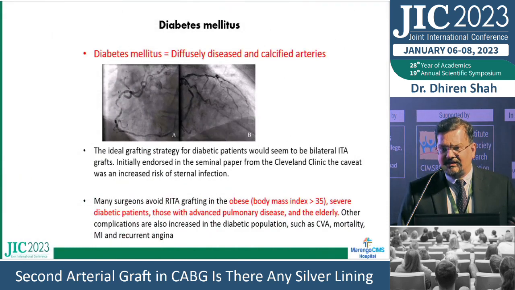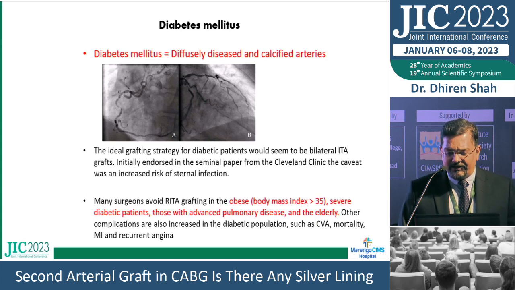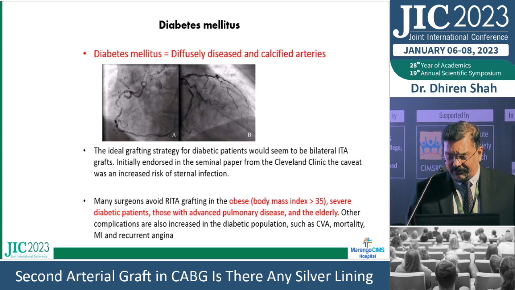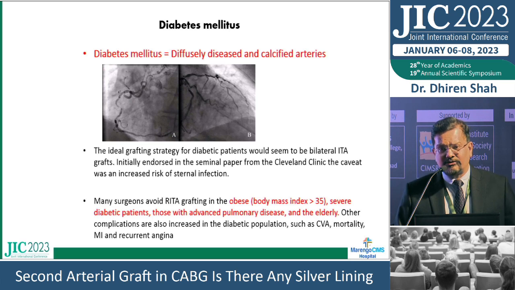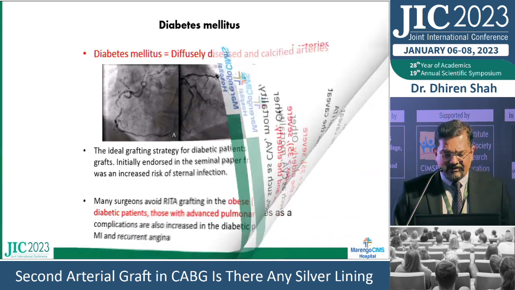Special situations: diabetes mellitus, horrible vessels that you get, calcified and diffusely diseased arteries. You always prefer to go for bilateral IMAs or multi-arterial grafting. But the issue is bilateral IMA. These patients will have a lot of comorbidities like obesity, diabetic nephropathy, advanced pulmonary disease, and elderly patients. So again, you should not go for bilateral mammary artery with diffusely diseased arteries in diabetes mellitus.